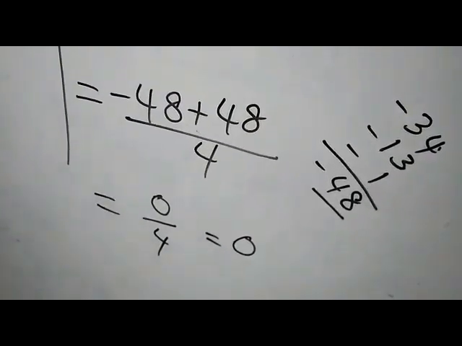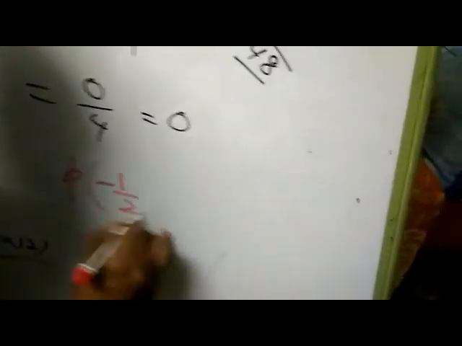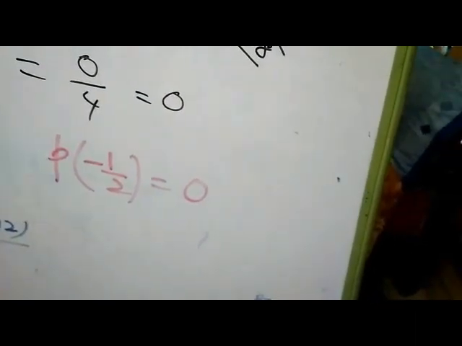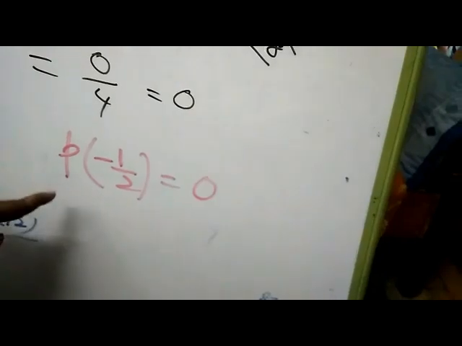Finally, I got P of minus 1 by 2 is equal to 0. This value is very, very important. In the next class, we are going to learn one more topic, that is the zero of a polynomial. For that, this will be useful. So here the answer is P of minus 1 by 2 is equal to 0.